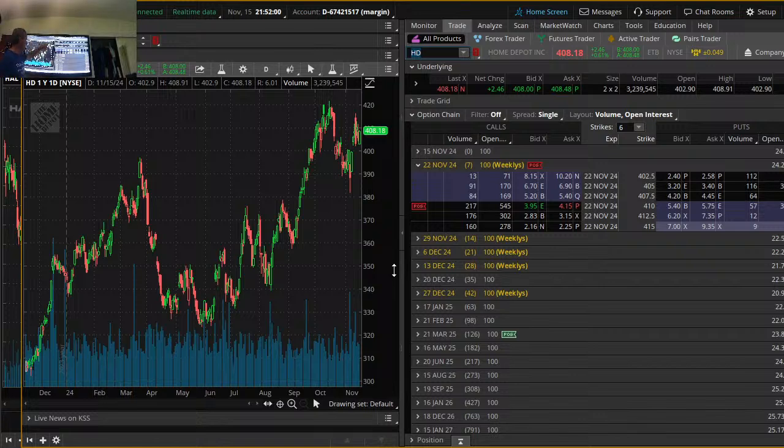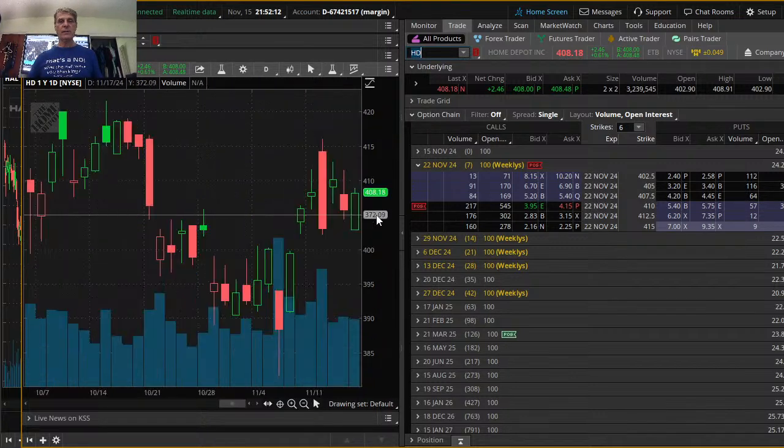Here's our high right there, 421. She drops. Okay, the bottom was right around 305. She went up, pulled back, went up, pulled back, went up. Now she's pulling back off of that high. Well, let's zoom on in and see what it looks like. Okay, here's your high of the year. Then she drops down, turns around, goes back up.